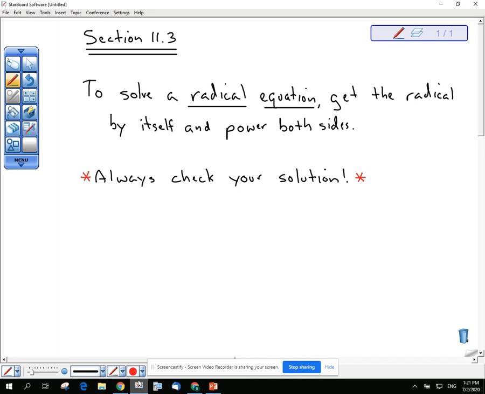Algebra 1, Section 11.3, solving radical equations. Quick direction here, and then again, several examples. To solve a radical equation, get the radical by itself and power both sides.